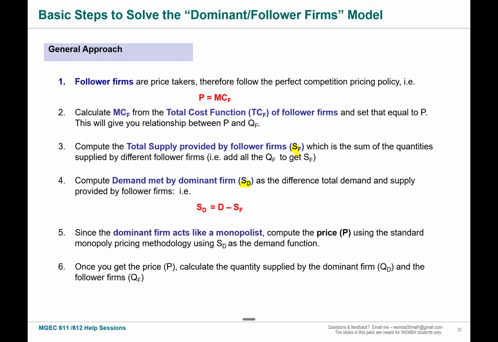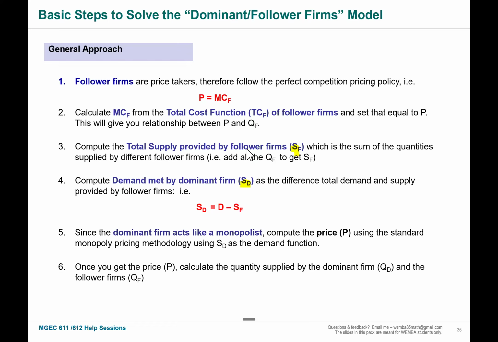So in the same model, you have two structures. So what's the approach? The approach is the follower firms are price takers and therefore follow the perfect competition pricing policy. So for the follower firms, price equals MC. So you calculate MC for each follower firm. This is the governing equation for them. And from this, you can calculate the total supply supplied by follower firms.